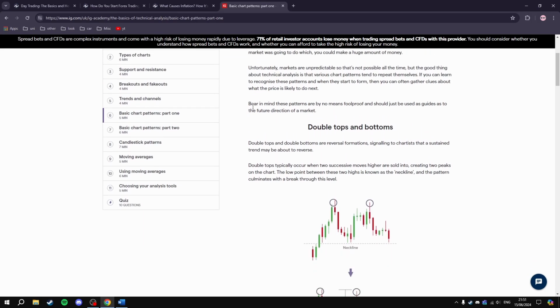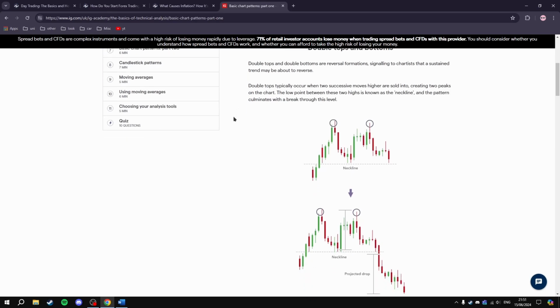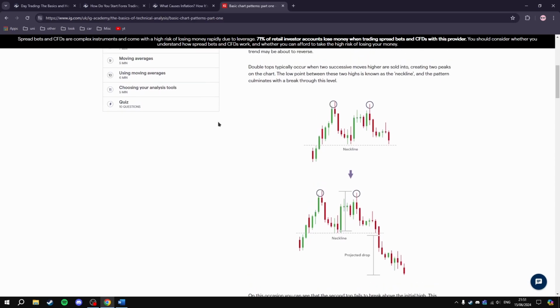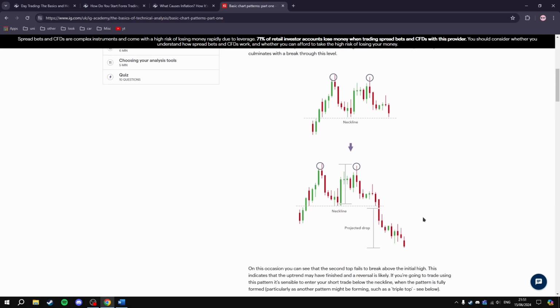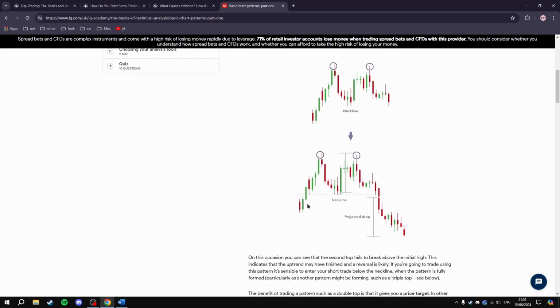So some of the chart patterns we went through are double tops and bottoms. Double tops and bottoms are reversal patterns, signaling that a sustained trend may be about to reverse. Double tops occur when two successful moves higher are sold into, creating two peaks on the chart. And then the low point between these two highs is known as a neckline, and the pattern culminates with a breakthrough of this level. So it looks like an M basically, and then it breaks through, a trend reversal, so an uptrend goes into a downtrend.